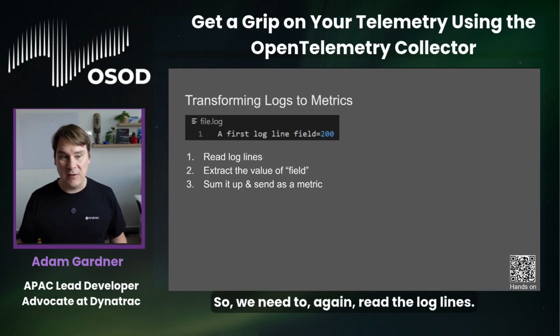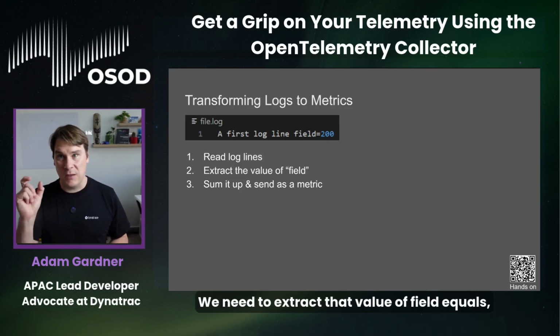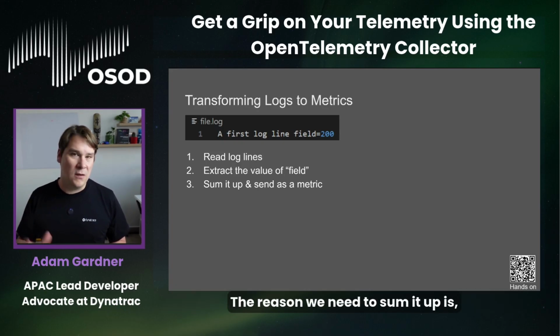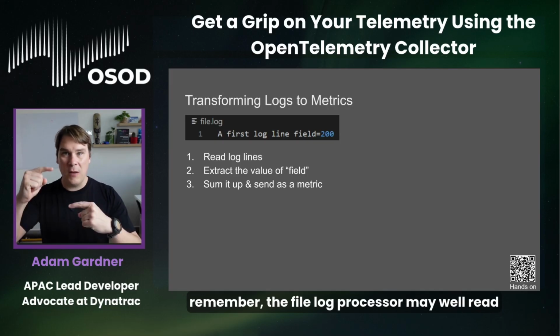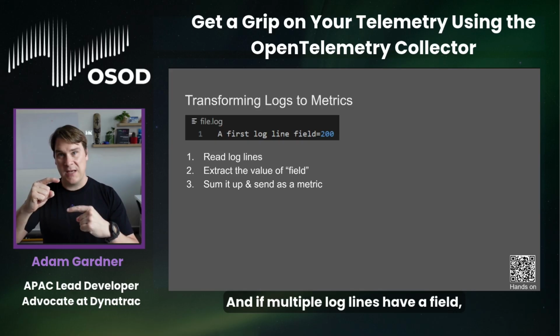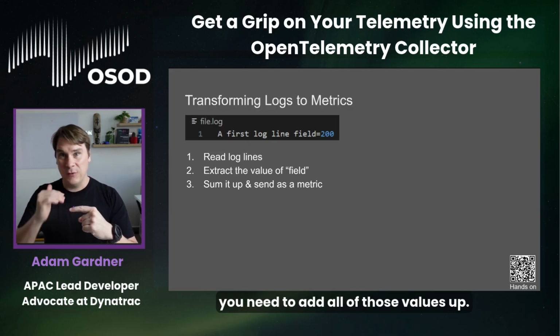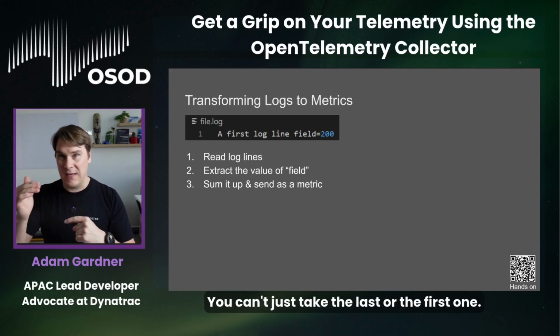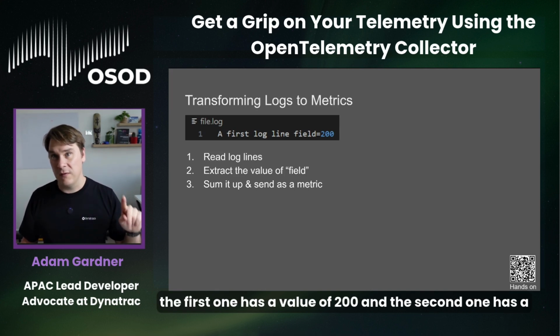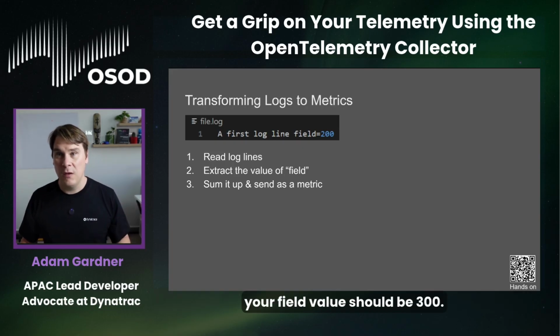So we need to, again, read the log lines. We need to extract that value of field equals, and then we need to sum it up and send it as a metric. The reason we need to sum it up is, remember, the file log receiver may well read multiple log lines at once. And if multiple log lines have a field, you need to add all of those values up. You can't just take the last or the first one. So for example, if it reads two log lines, the first one has a value of 200 and the second one has a value of 100, your field value should be 300.